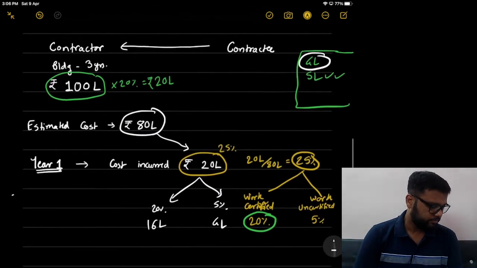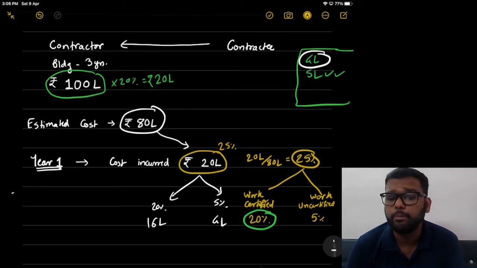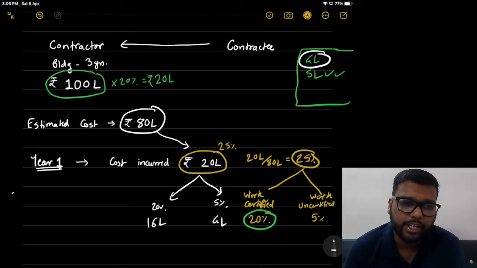Now tell me. Generally in contracts, what happens is, ideally 20% work is certified. That means we should get how much amount right now?